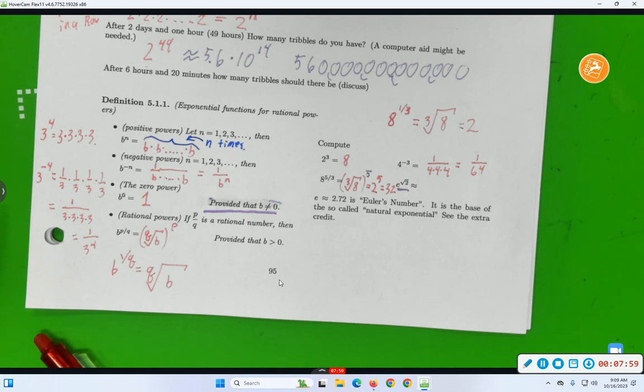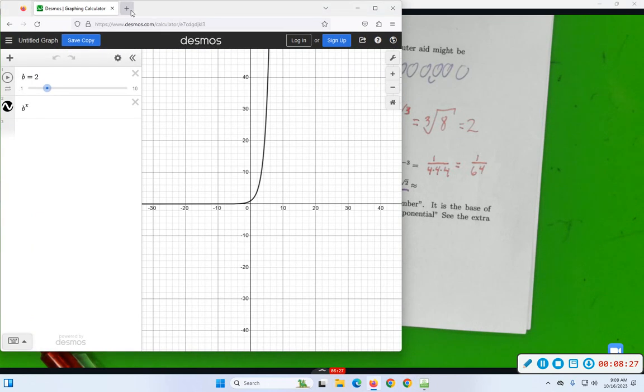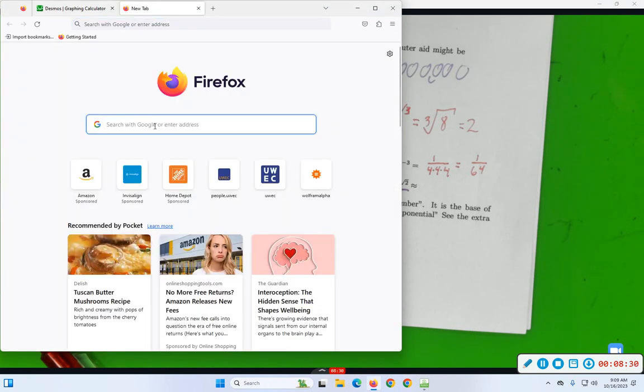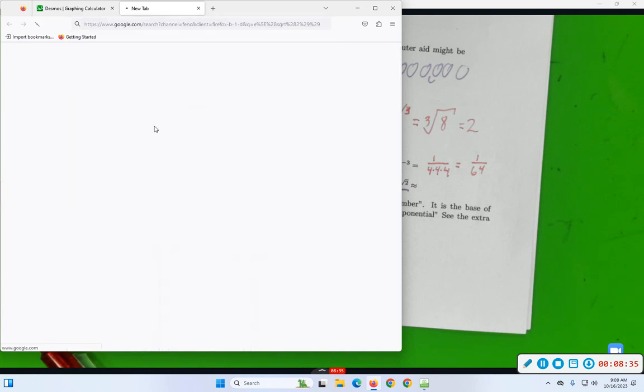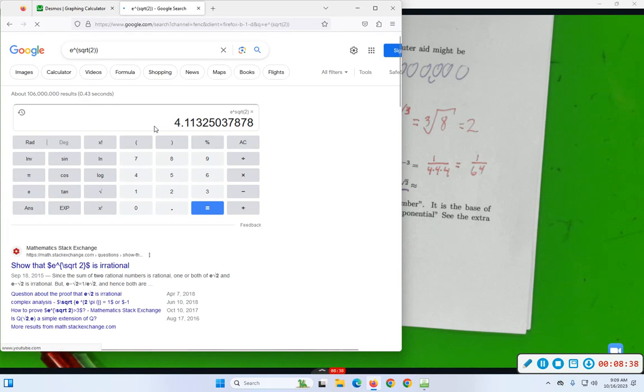Does that sound awful? And even for a computer, awful. Things are going to go wrong immediately if that's the definition you use in a computer. So really, what the computer is going to do is use some ideas from calculus called Taylor series to compute high order exponentials. And for now, let's just black box that. If we want to compute something like e raised to the square root of 2, we get somewhere around 4.11.